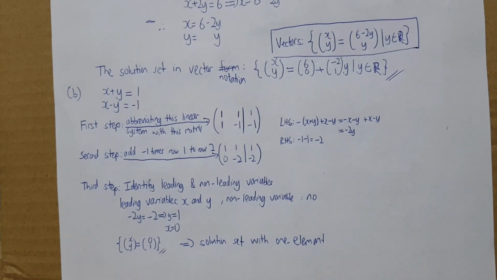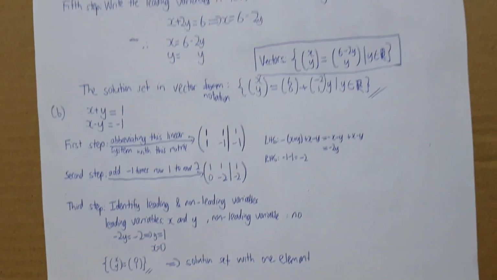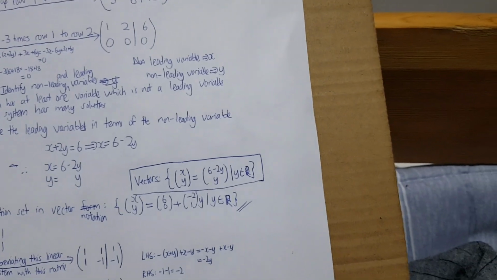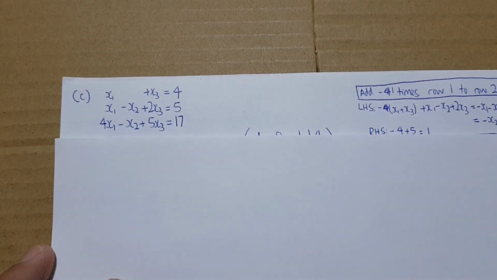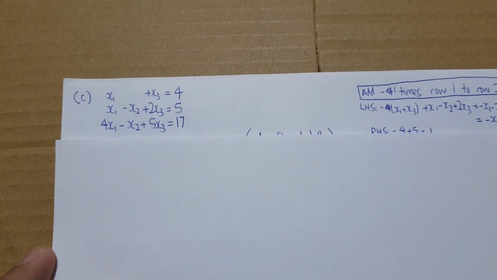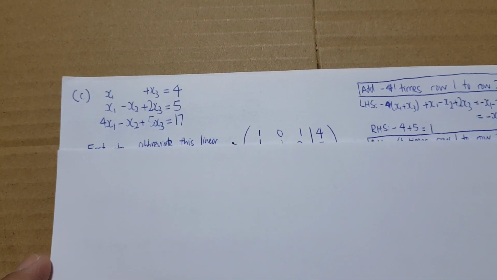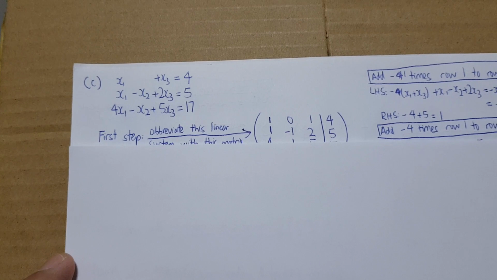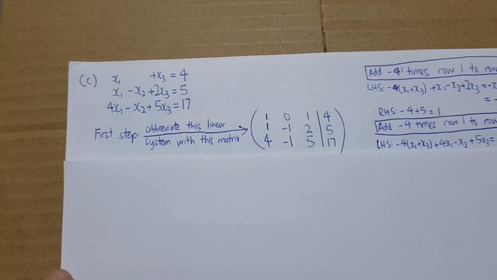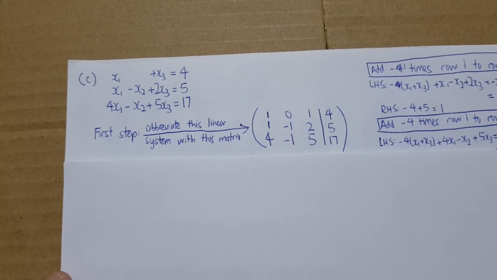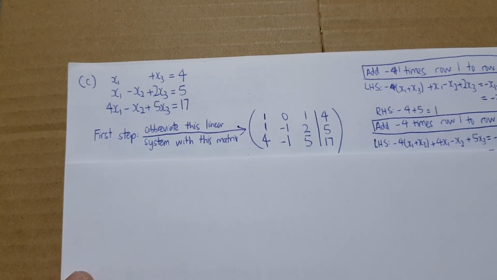Now let's carry on with our third example. Our third example is this. Notice that this example has 3 unknowns and 3 equations. So not to fret, do the same thing again. We abbreviate this linear system with this matrix. So this is what we get.